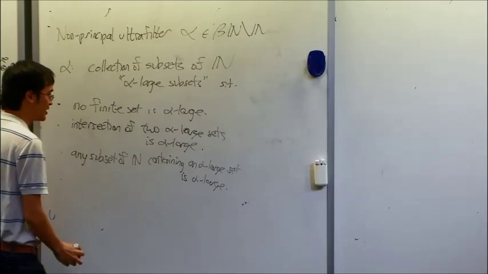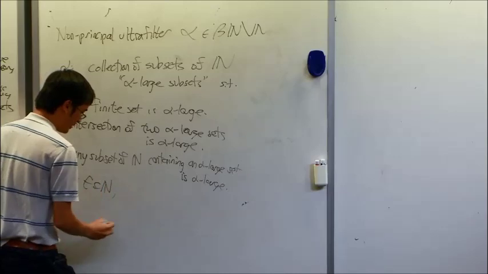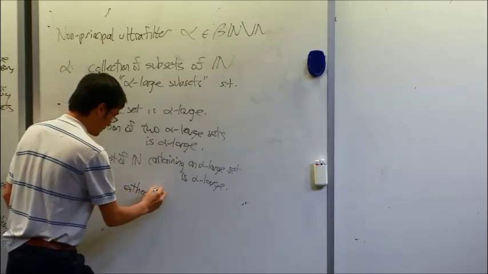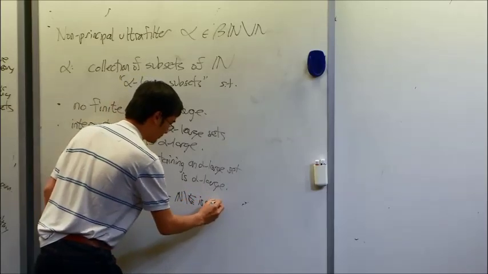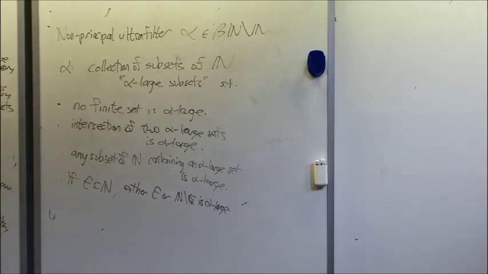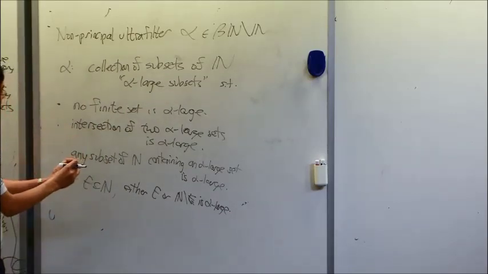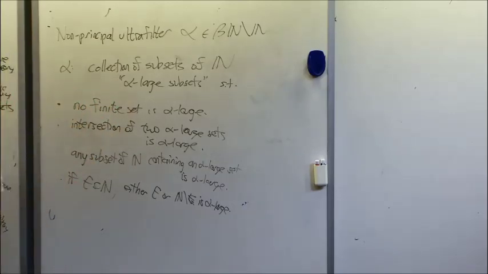So the final axiom is that if you take any subset E of the integers, then either E or its complement is alpha large. So either the odd numbers or the even numbers, for example, are alpha large, one of the two. It can't be both, because then the intersection would be alpha large, but the intersection is the empty set, and no finite set is supposed to be alpha large. So this is a non-principal ultrafilter. It's a mechanism for defining alpha large sets, for large sets.